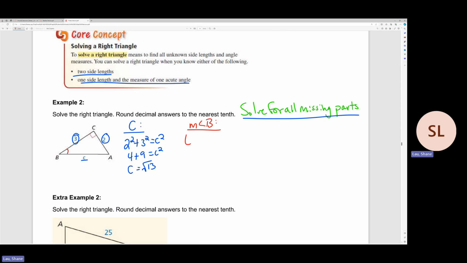So I'm going to take the tangent of B and equal that to the opposite, which is 2, over the adjacent, which is 3. I'm going to do the exact same thing that I did in the previous problem, where I'm going to just take an inverse. 2 over 3 was B. Very simple. And you're going to solve. The measurement of angle B equals 33.7 degrees.